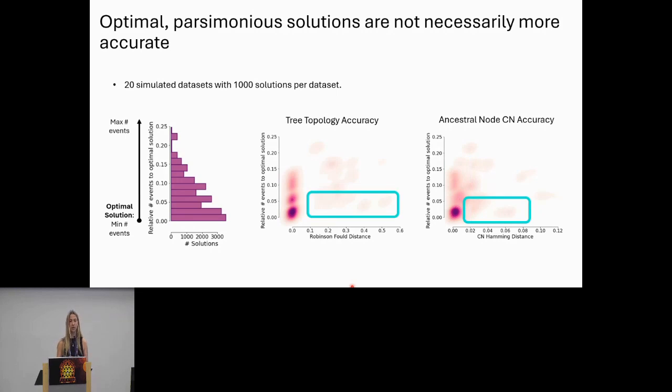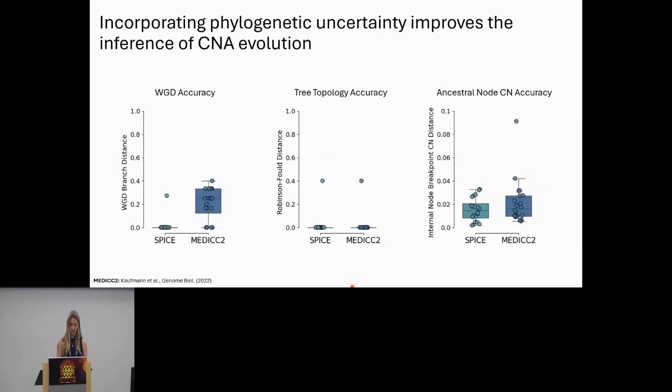Another important thing we see is that there are solutions that are optimal or very close to optimality that are actually much further away from the ground truth. And this is important for us because if we were to enumerate just one single solution, it could be that we selected one of these solutions, which would be entirely inaccurate.